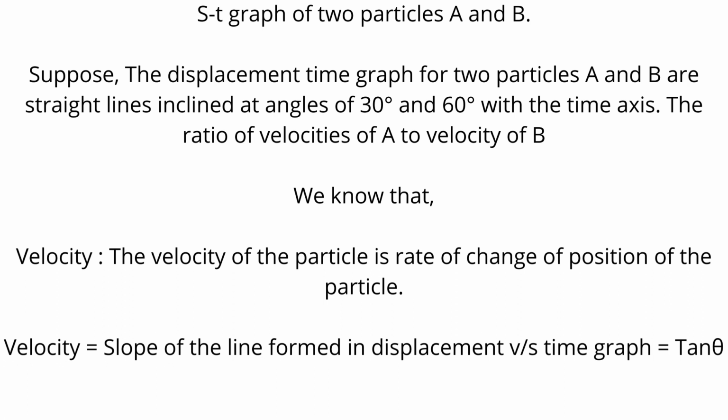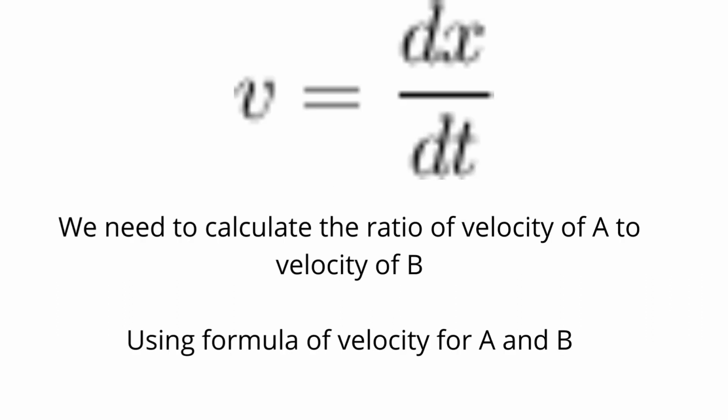We know that the velocity of the particle is nothing but the rate of change of position of the particle. To calculate velocity using a displacement time graph, that is the ST graph, we are going to use the slope of the line formed, which is the velocity. That means slope is nothing but tan theta.